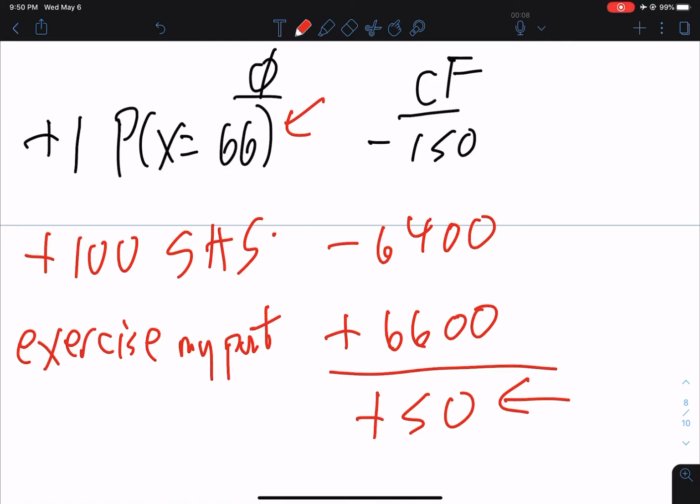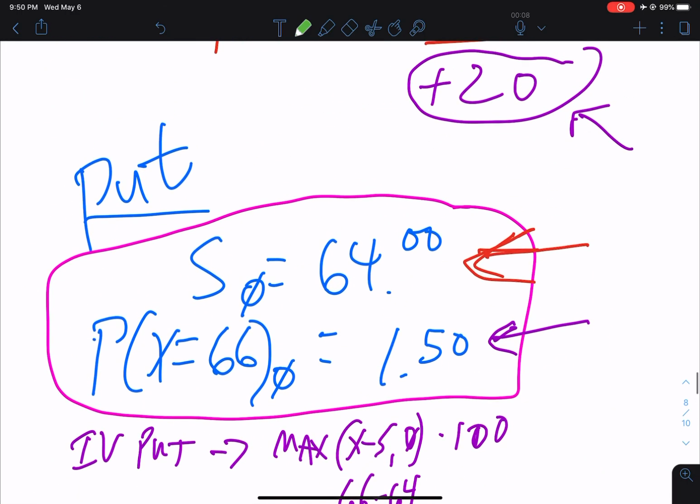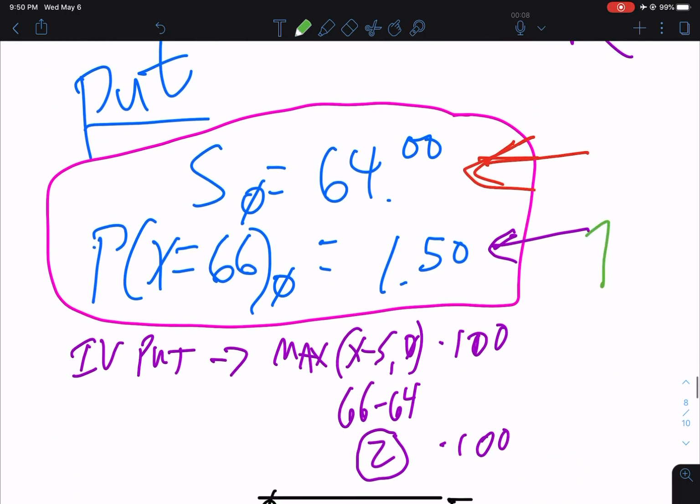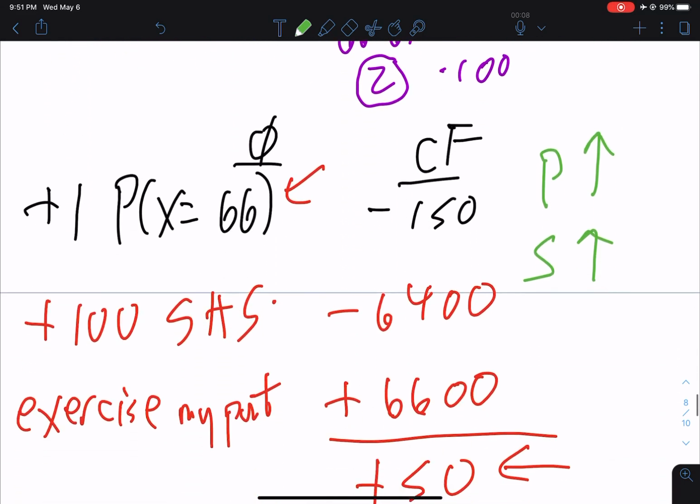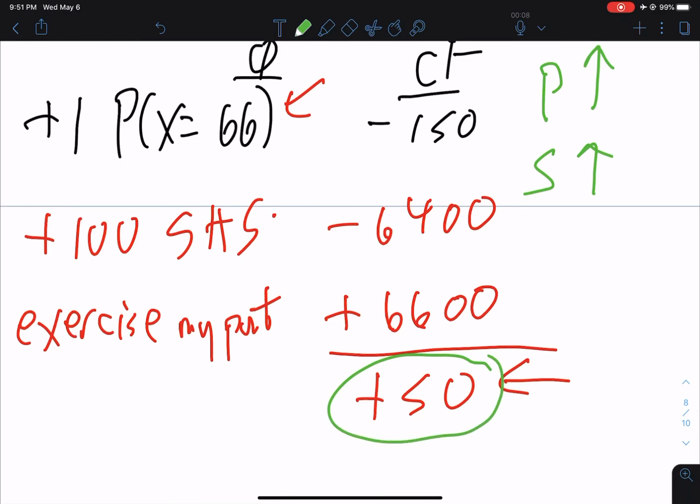Can this last forever? No, of course not. How many times am I going to try to do this? Well, as many as I can. But what's happening is, as I buy the put, I'm obviously driving up the price of the put. So the P represents the price of the put. So the price of the put is rising. And as I buy the stock, the price of the stock is also rising. I'm driving up their prices. Well, as those two prices get higher, there's a whole lot of different combinations of those two prices that would not result in a positive number there.